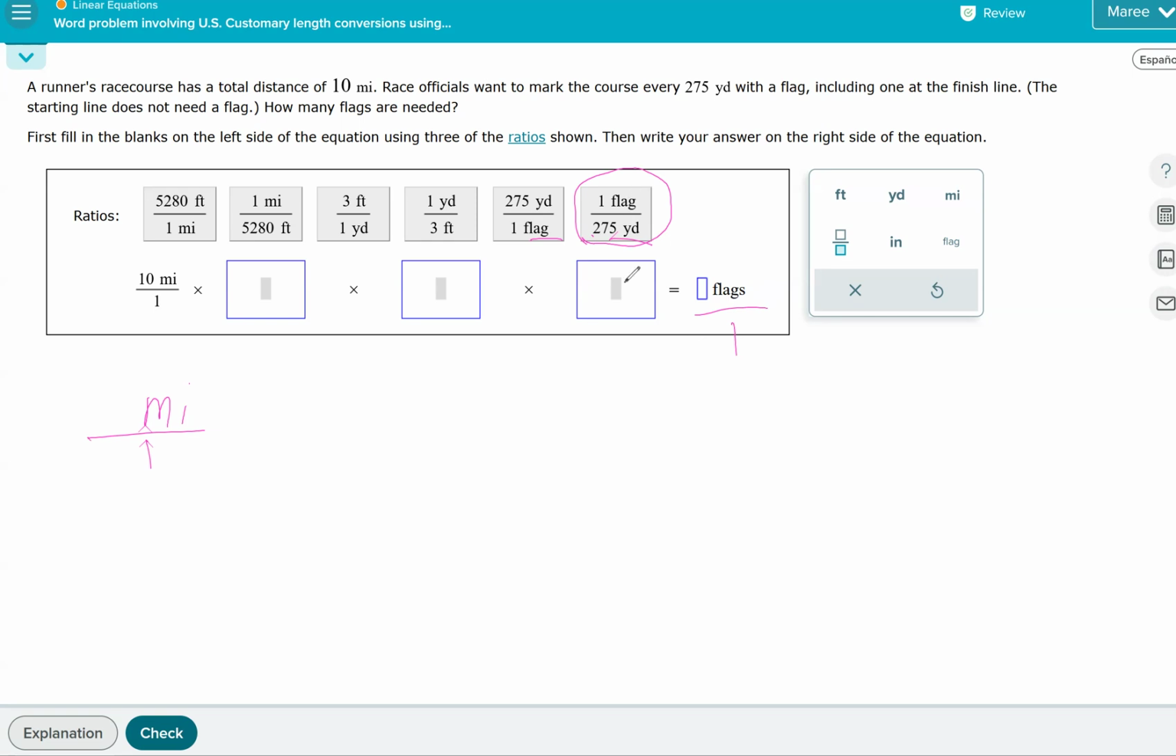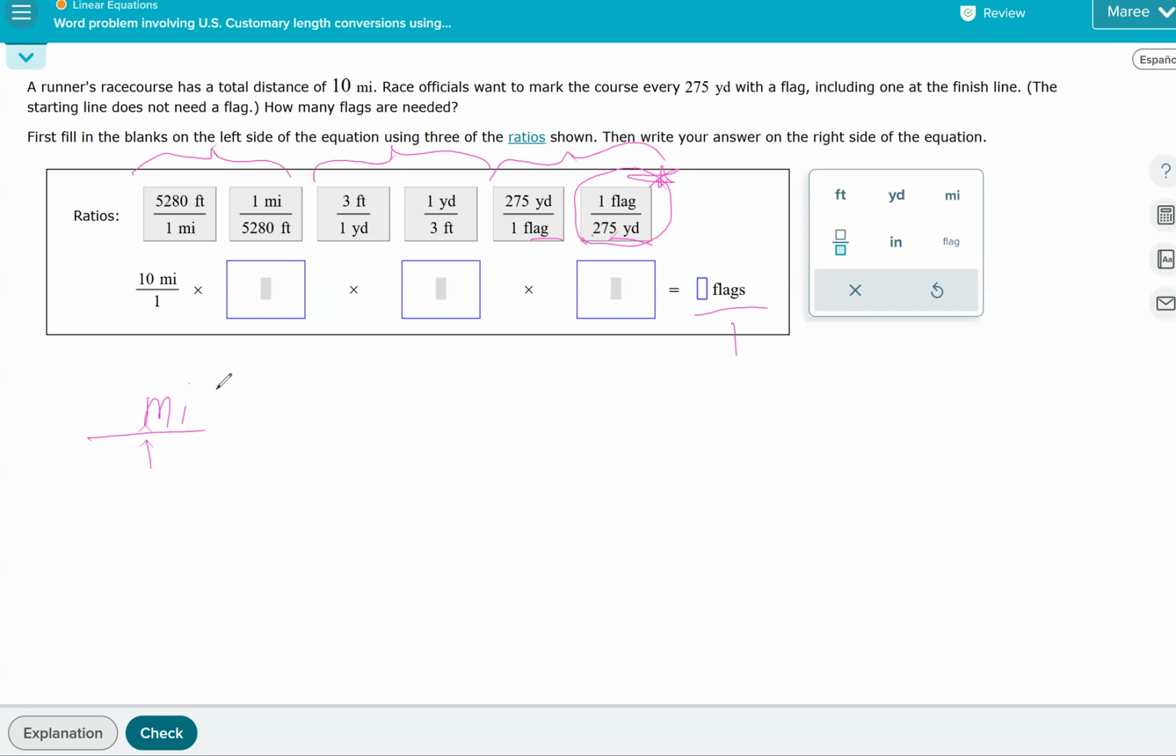So where you need to go from miles, let's see, if you look at the ratios that they give us, they have miles and feet go together. So we're going to go from miles to feet, and then we're going to go from feet to yards, and then we'll go from yards to flags. So we'll pick one of these two, and then we'll pick one of those two, and then we already know we're going to pick this one as last.